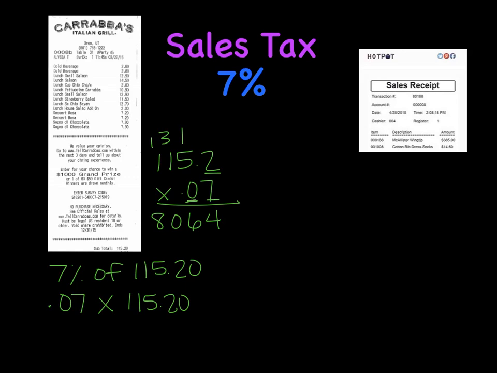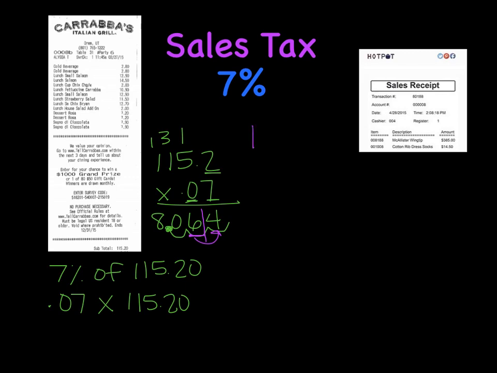There are 1, 2, 3 numbers behind the decimal. So I move my decimal back 3 places. Now, money always goes out 2 places. So I would round, and this 4 lets my 6 stay the same. So that's the amount of extra that I'm paying on this bill. So then it has to be added in.